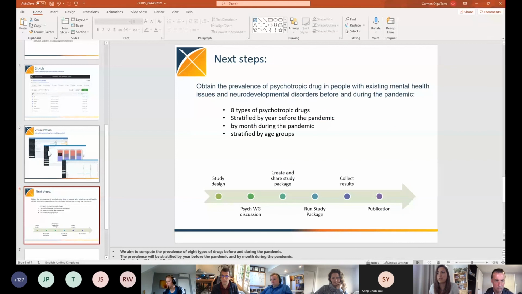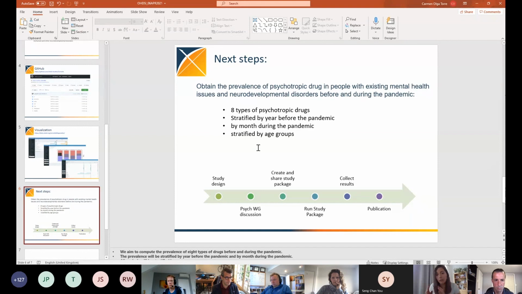So the next steps for our study would be to obtain the prevalence of these psychotropic drugs in those causes of interest among those patients. Particularly, we have focused on 8 types of psychotropic drugs, and we're going to stratify by year before the pandemic in order to obtain the pattern year by year.